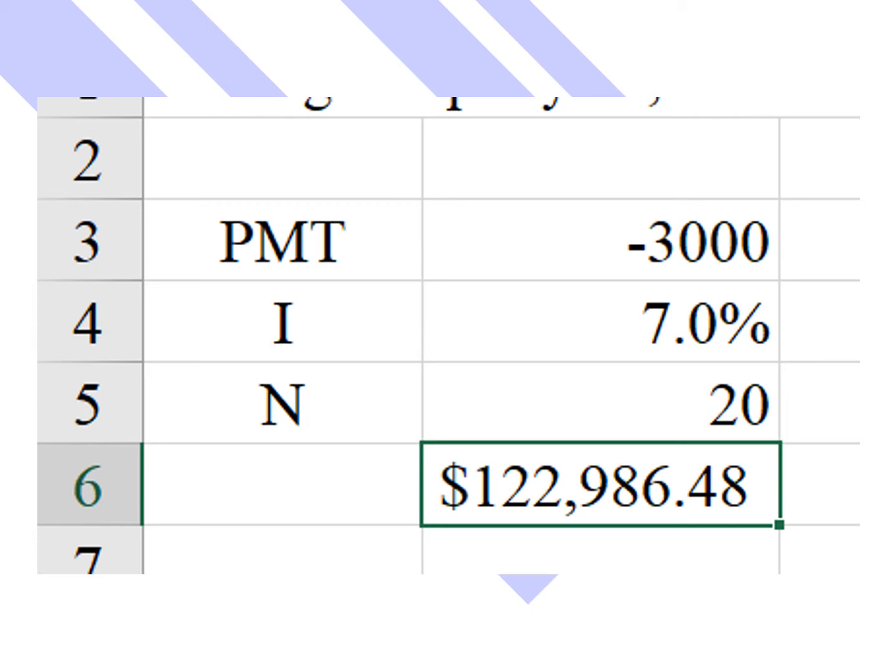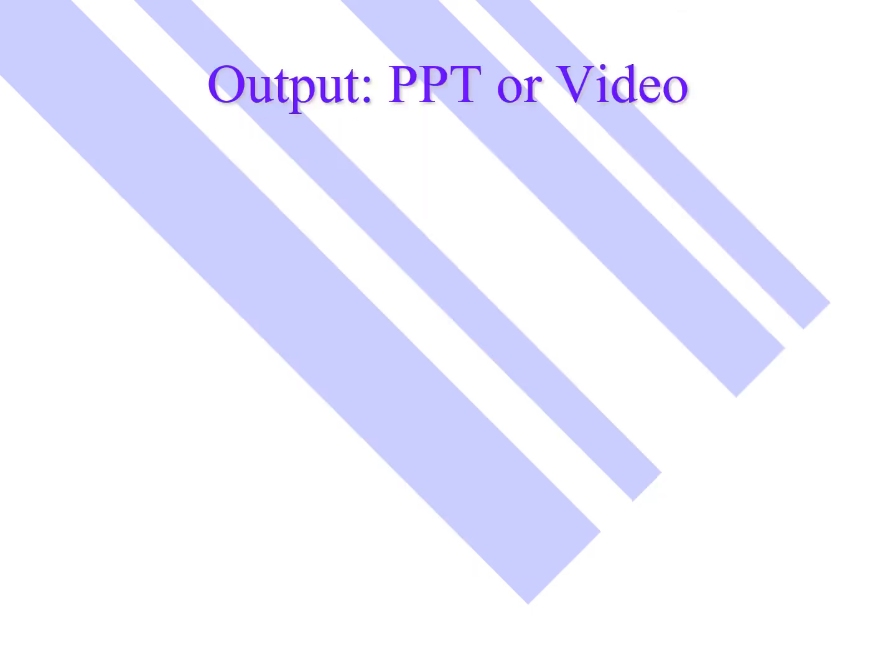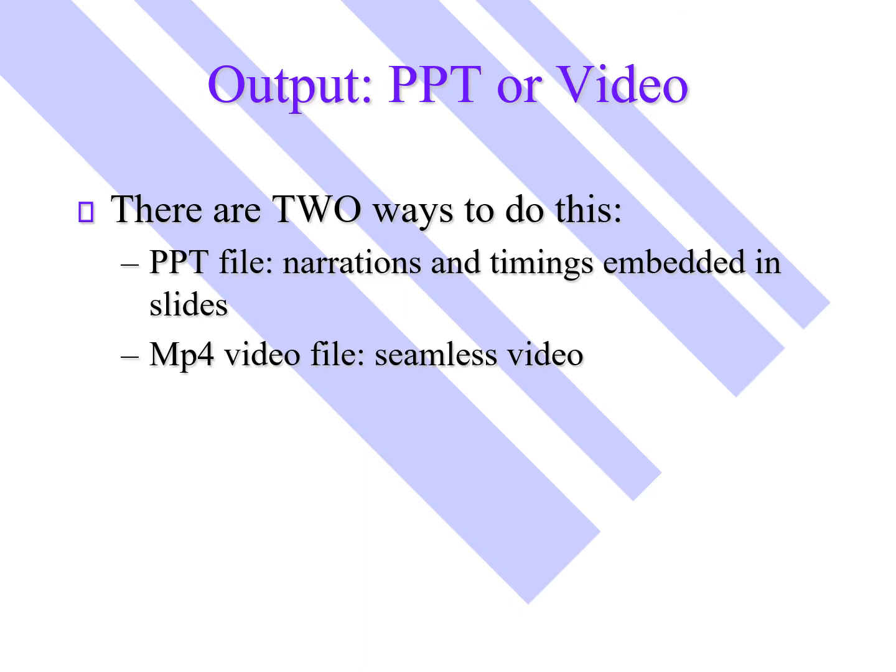Now, one thing you want to decide is the output. Do you want it to be PowerPoint or video? There are two ways to do this. When you're all done, the output can be a PowerPoint file that has the narrations, what you're saying, what you're speaking, and the timings embedded in the slides, or it can be an MP4 video file that is seamless video. You create these the exact same way.